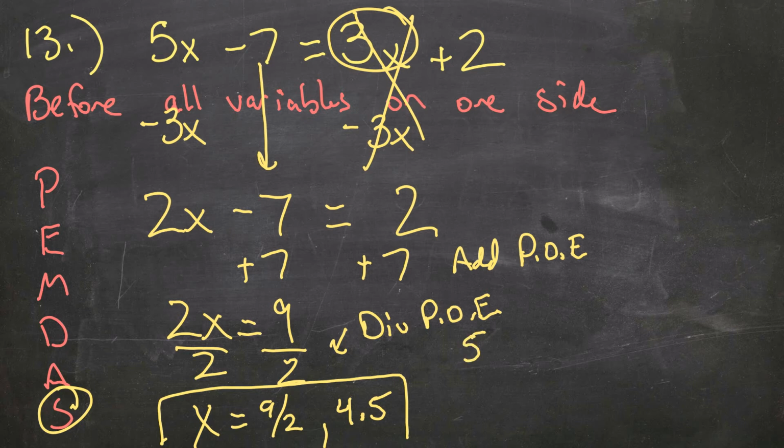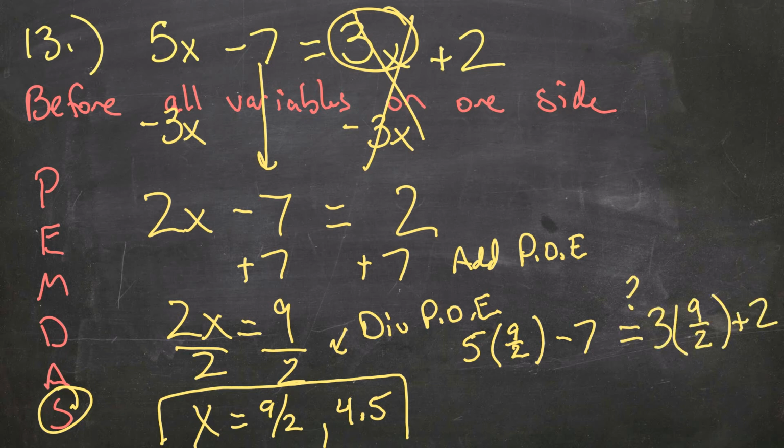So when I check my work, I say 5 times 9 over 2 minus 7. Does that equal 3 times 9 over 2 plus 2? And I'm just going to do the left side on my calculator, see what it turns into, and then do the right side on my calculator. Well, I'm going to do it in my head because I don't have a calculator. So I do 5 times 9 halves, that's 45 halves, minus, so I have 45 over 2 minus 14 over 2, because it's the same thing as 7.